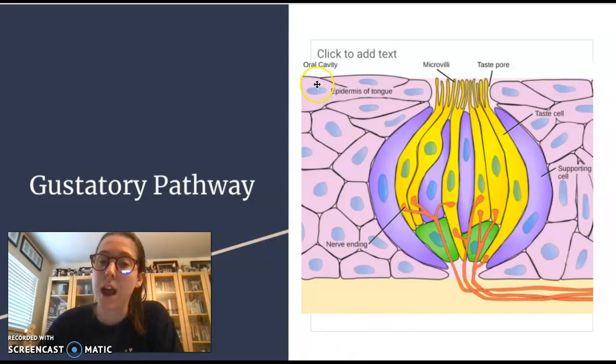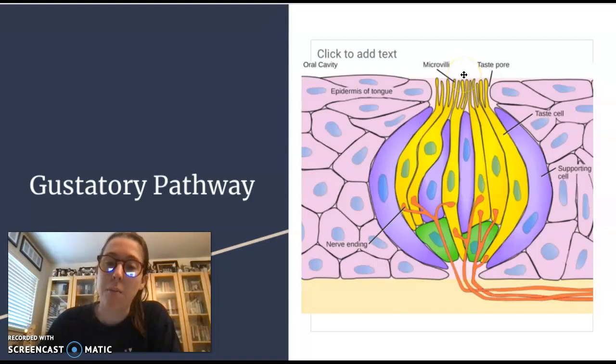So what would happen is we would get a ligand that would come and dissolve onto the tongue. Again, it's important for chemoreception to have the ligand dissolved before it's detected. And it would bind to the microvilli, which would then start a pathway inside a taste cell.